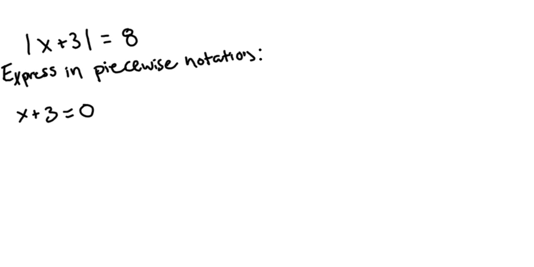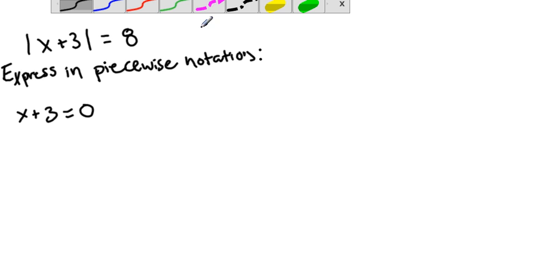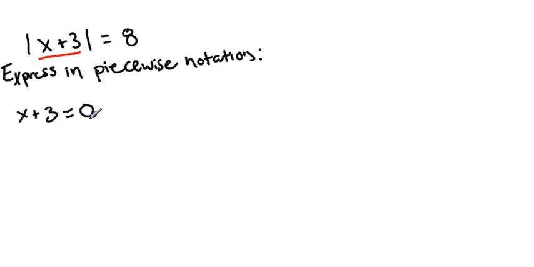Here's a basic example of solving an absolute value equation. So we're going to start out by expressing it in piecewise notation, and we do that by taking whatever we have inside the absolute value here and setting it equal to 0. This will allow us to solve for that invariant point, which is the point on our absolute value graph where our graph basically turns around and continues in the positive direction.